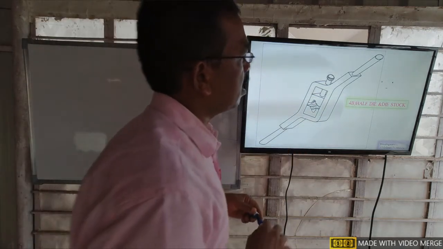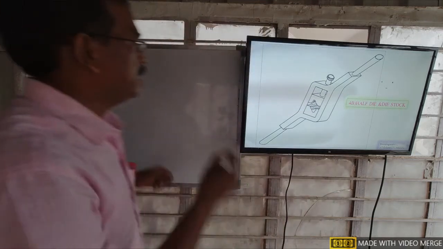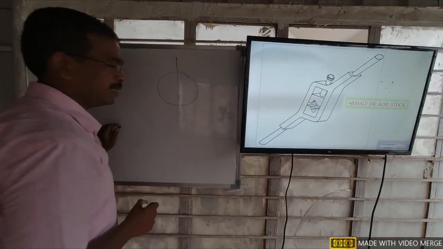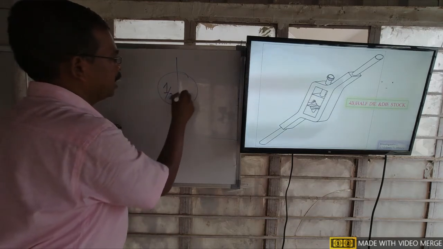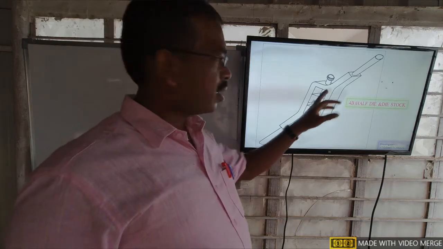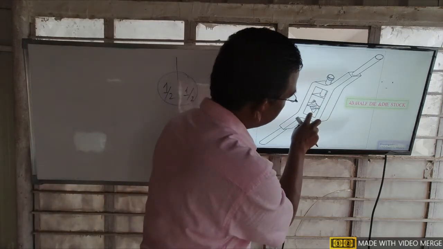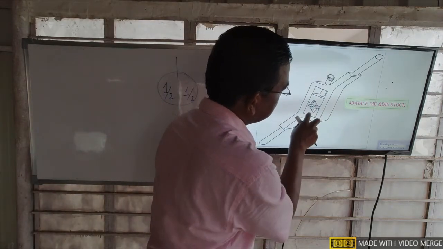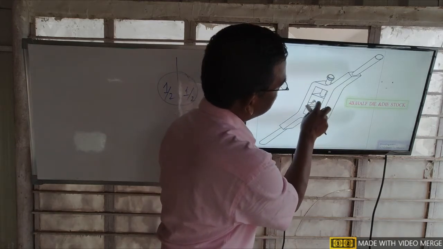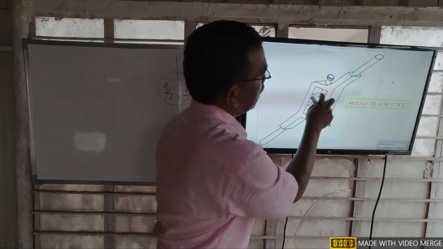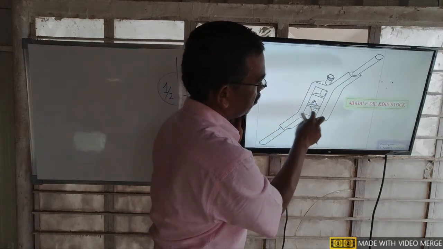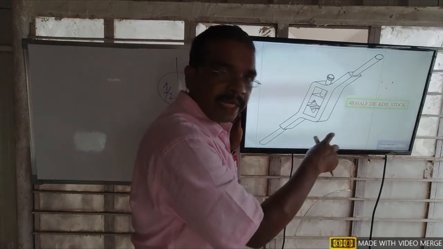See here friends, half means a portion like this. One circular piece is there. If you cut at the center, this is half and this is half. Therefore, this is called as half die because here two halves are there. One is fixed to this die permanently, whereas this one is fixed to the adjustable screw. There are two halves that become one die.